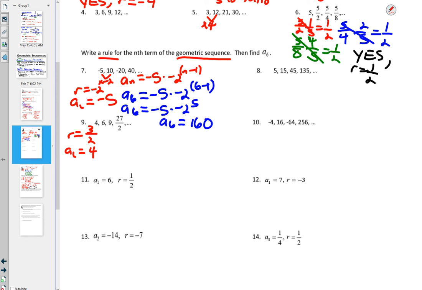What's the first amount? It is 4. So let's write it first. A sub n is equal to 4 times 3 over 2 to the power of n minus 1. We're not scared of fractions.